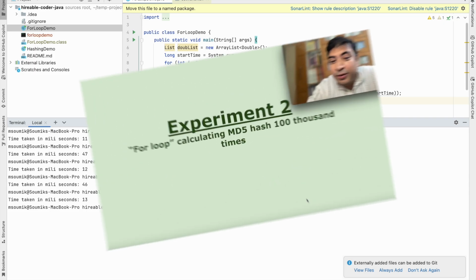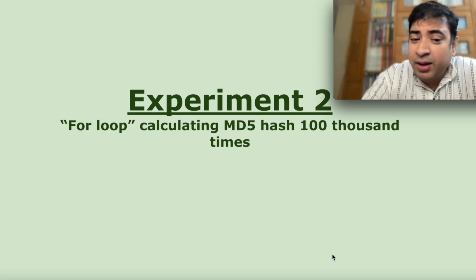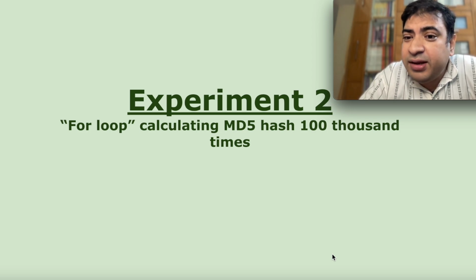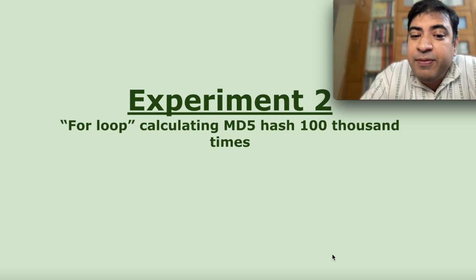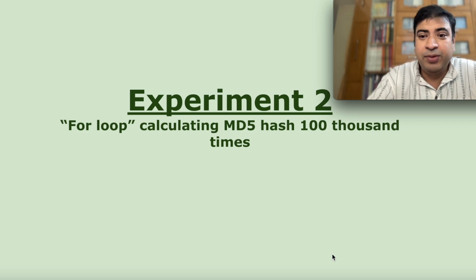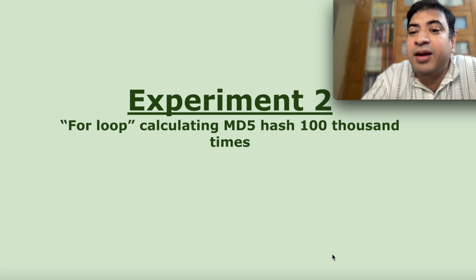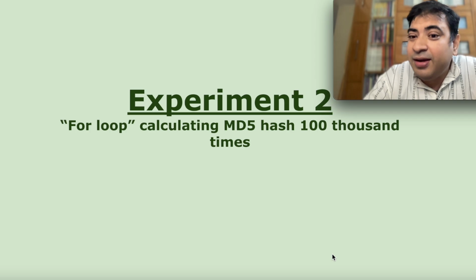Now we are going to conduct another experiment, similar to the previous one. We are again going to run a for loop 100,000 or 1 lakh times, and within the for loop we are going to calculate a hash using the very standard MD5 (Message Digest 5) algorithm. We are going to see how the program performs when we run it using the Java command versus when we generate the native image using the GraalVM SDK and run the native image. So let us go ahead and see the outcome.